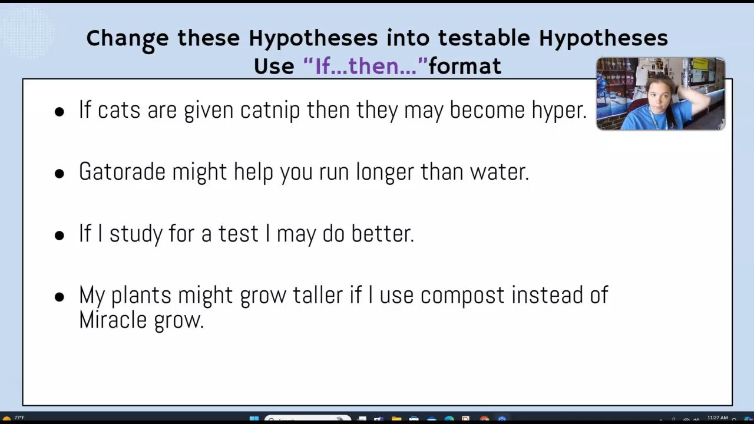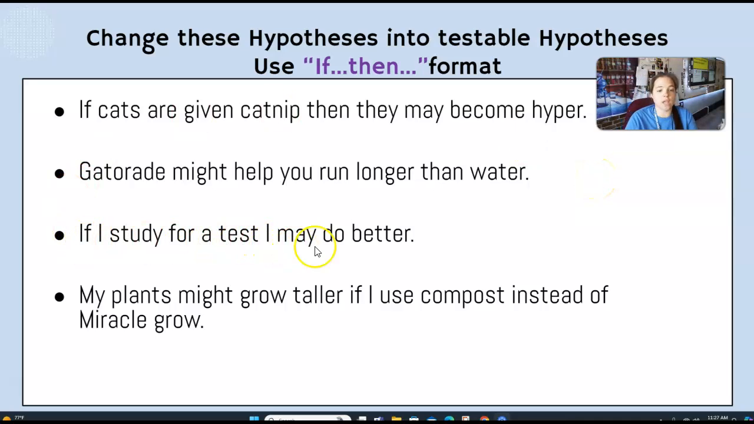Change these to if-then. If cats are given catnip, then they may become hyper. I don't like become. They will run longer, run around longer. I would change that right there. They will do this. Gatorade might help you run longer than water. If I drink Gatorade, then I will run longer than if I drank water.